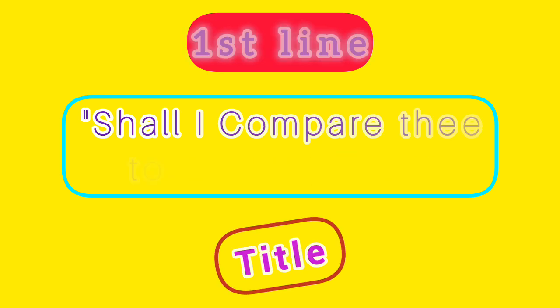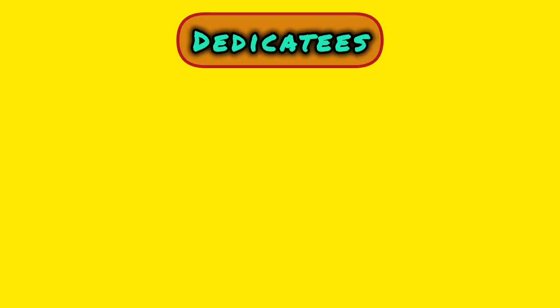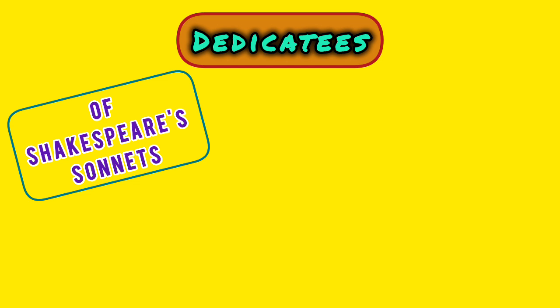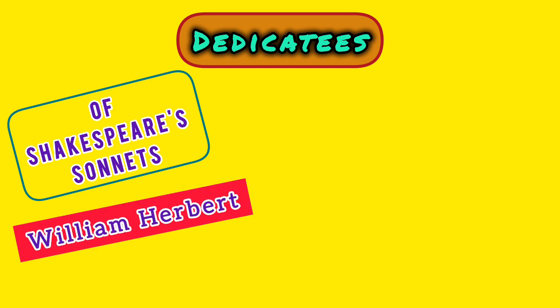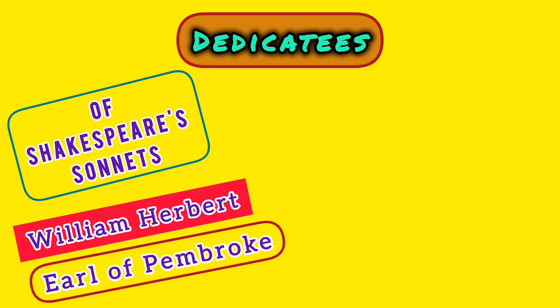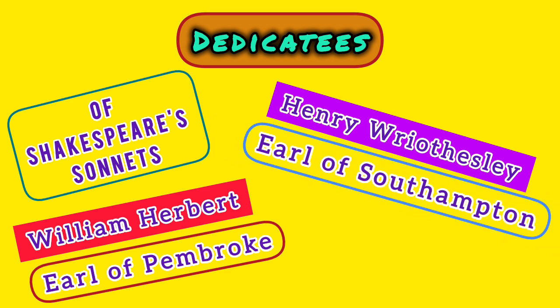Now, let's explore the dedicatees of this poem, sonnet number 18, as well as all of Shakespeare's 154 sonnets. Here we must know two or three probable names of the dedicatees of William Shakespeare's sonnets. First we refer to William Herbert, who was Earl of Pembroke, and he is considered the probable dedicatee. Apart from this, another probable name is Henry Wriothesley, who was the Earl of Southampton. So this way variations still exist regarding the identity of the dedicatees of William Shakespeare's sonnets.